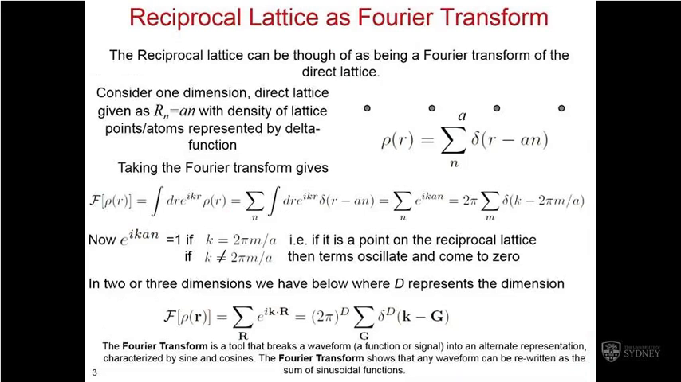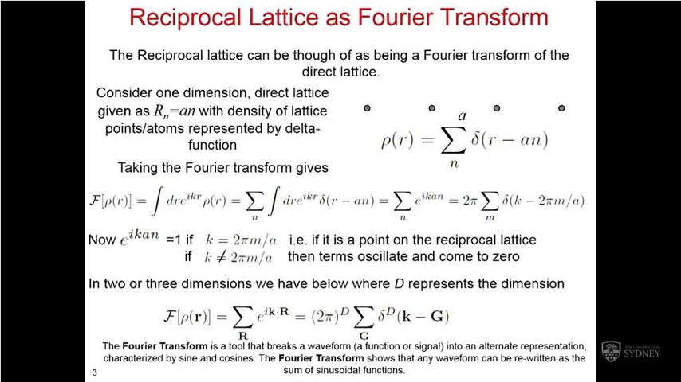Remember when we were starting to talk about the reciprocal lattice, we mentioned that it can be thought of as a Fourier transform of the direct lattice points. So if we consider this approach for a little while, in just one dimension, we've got a one-dimensional row of points in real space that we can write as a delta function. We might call this a density. There's a spike of density at these points. This is where your atoms are.